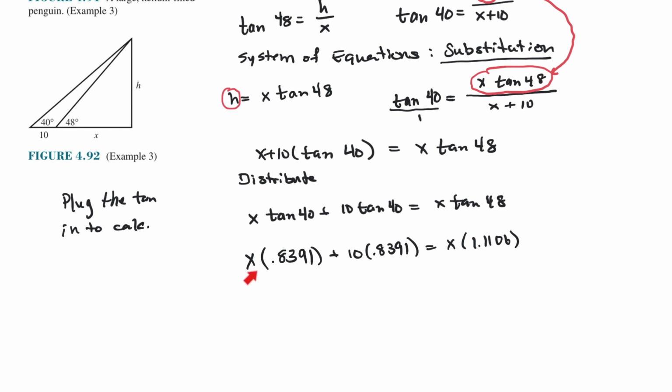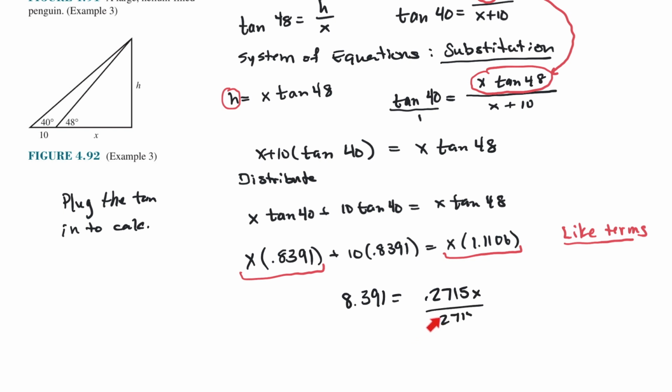And then you can see here you have an x times, so 0.8391x and 1.1106x. So I'm going to subtract this value from both sides, and I'm going to multiply this one times 10. And then we'll see what we get. Multiplying by 10, you're just going to move a decimal place. You're going to get 10.8391 equal to 0.2715x. The last step is to divide by this decimal.